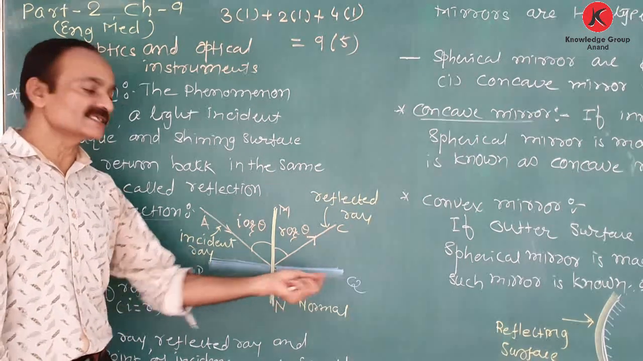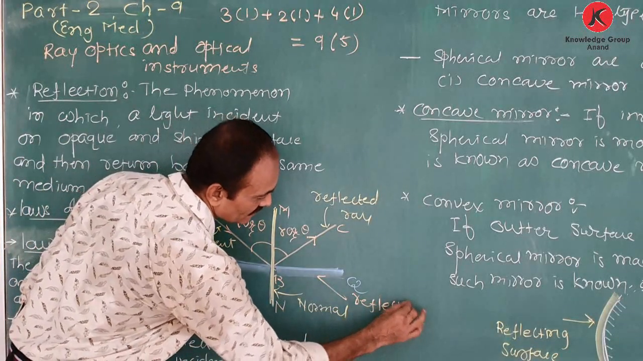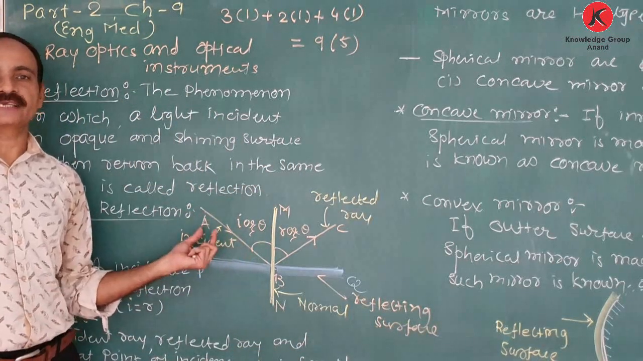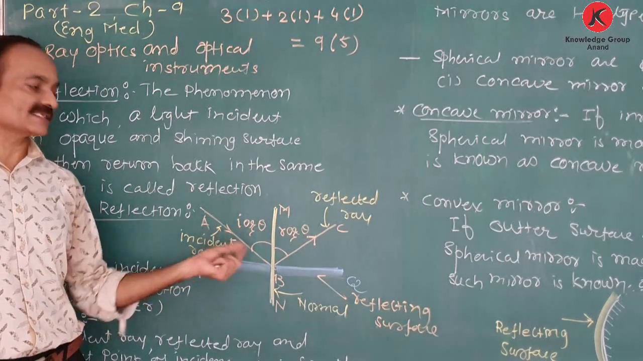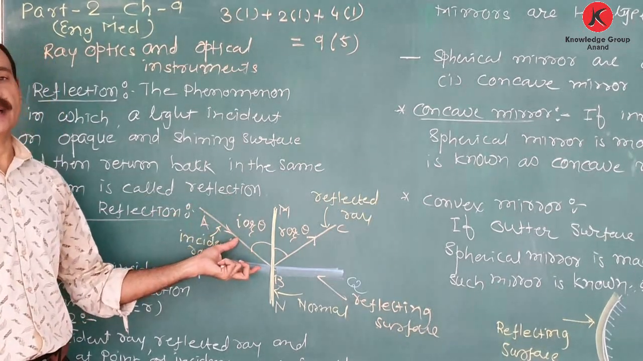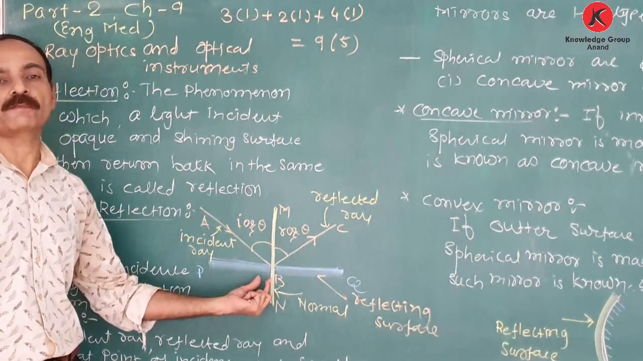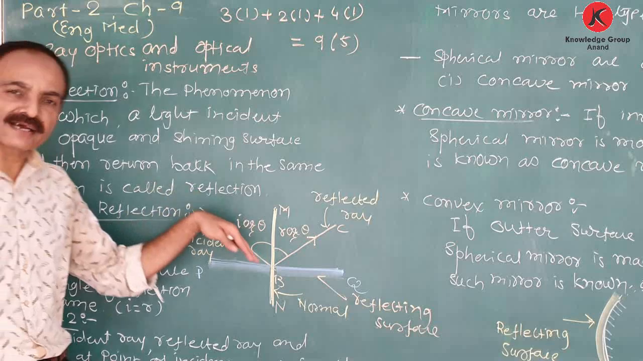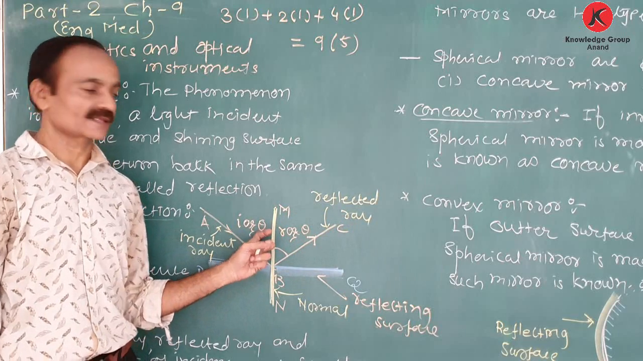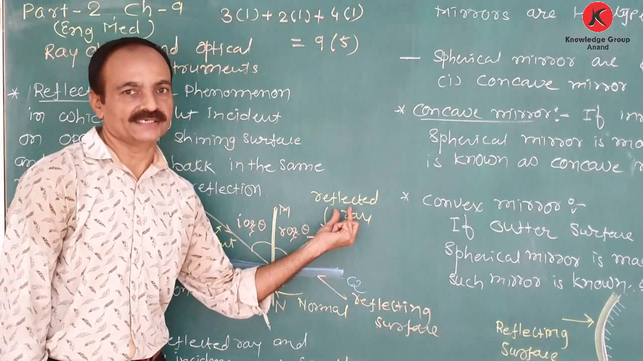Here, PQ is the reflecting or shining surface. AB is the ray of light. It is not normally incident; it is incident at an angle, therefore it is an oblique ray of light. It is incident on surface PQ at point B. Point B is the point of incidence. At whatever angle this ray of light is incident, it is reflected at the same angle in the same medium. So in this figure, AB is the incident ray and BC is the reflected ray.